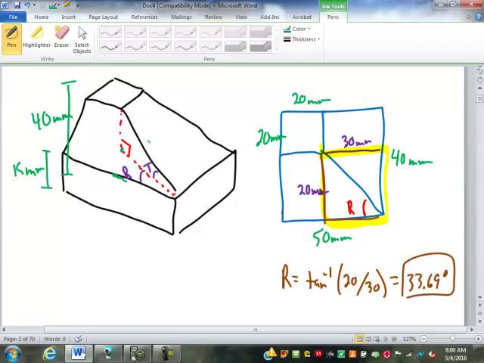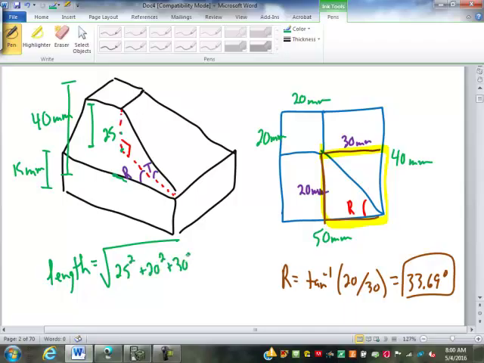And are you saying the total height is 55? Nope, total height is 40. So that means the height from here up, this height here, is actually 25. So for T now, we have to find the length of that surface. The length of the surface is going to be the square root of 25 squared plus 20 squared plus 30 squared, right? You've got 20, 30, and 25.